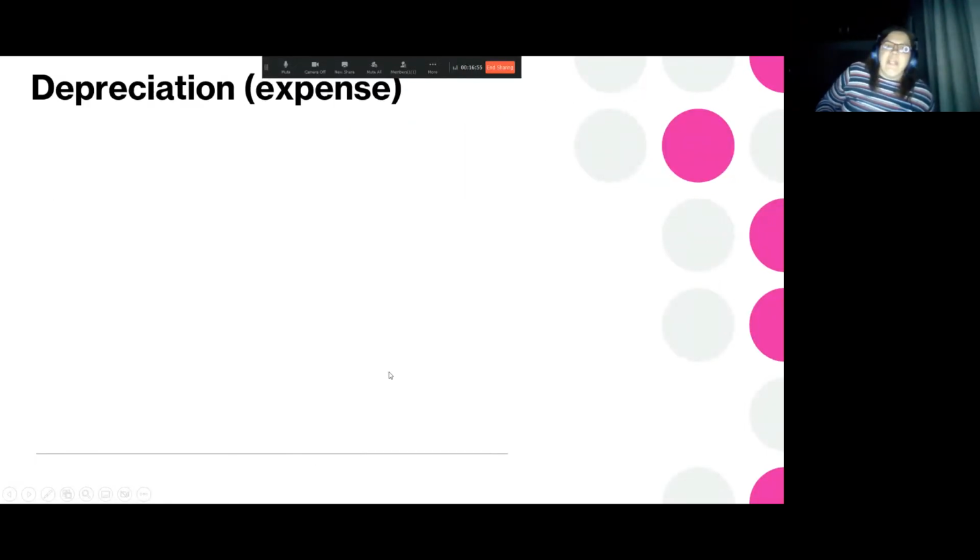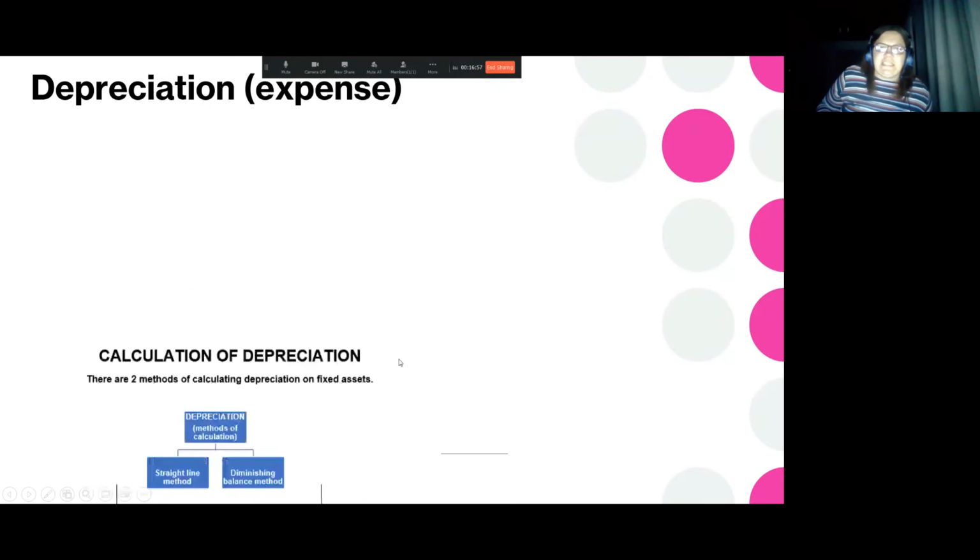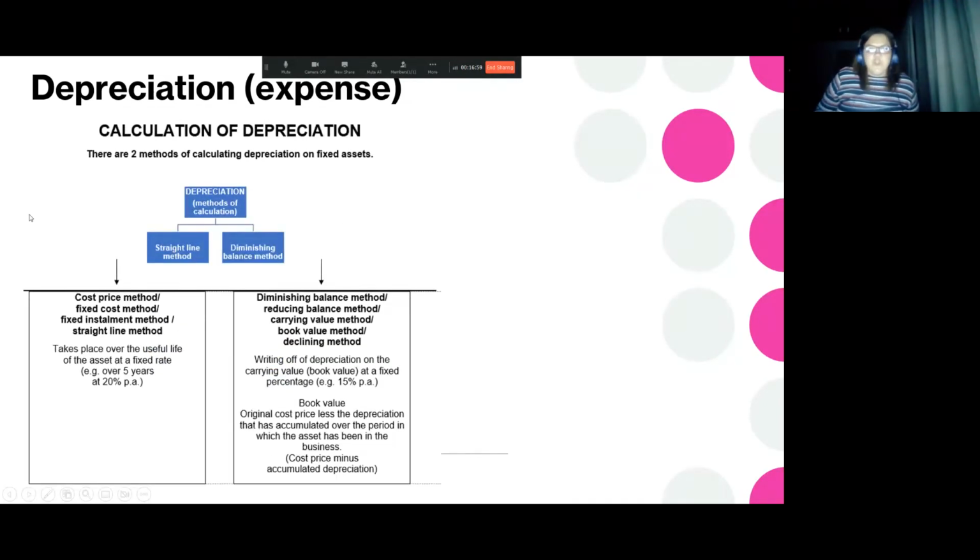Then finally, we're going to have a look at depreciation. Depreciation is an expense. We have two methods of calculating depreciation, the cost price method and the diminishing balance method.